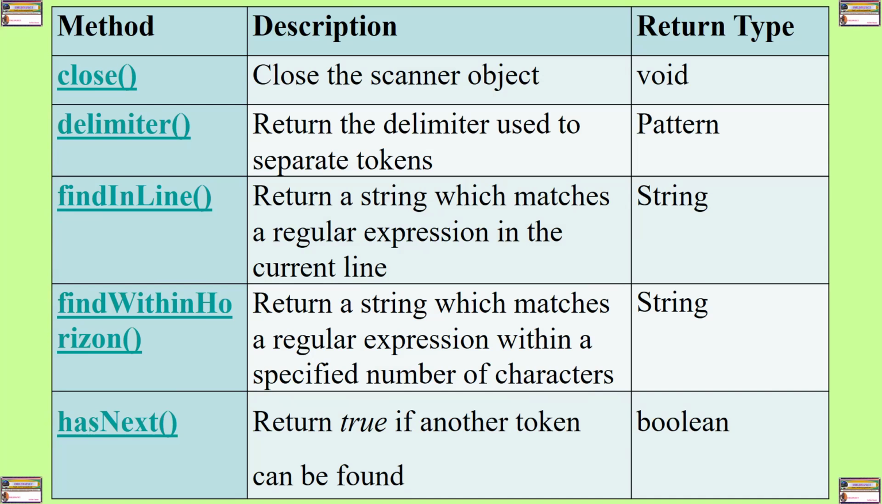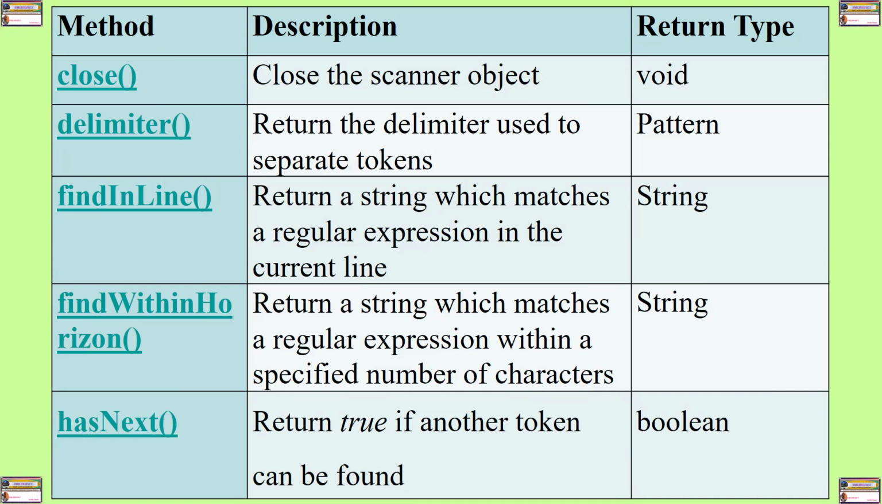In other words, the delimiter returns the delimiter used to separate tokens, and the return type is Pattern. We have findInLine as one word. It returns a string which matches a regular expression in the current line, and it will always return a string. We have findWithinHorizon as one word. It returns a string which matches a regular expression within a specified number of characters, and therefore it returns type String.